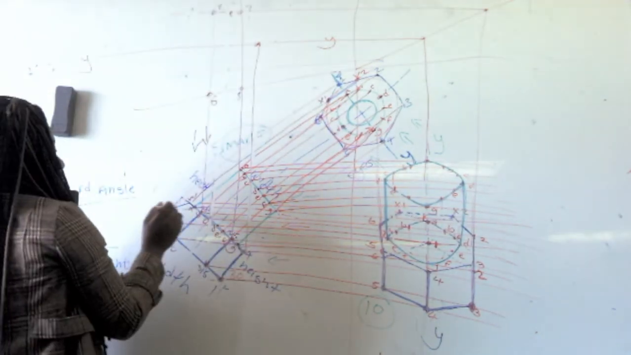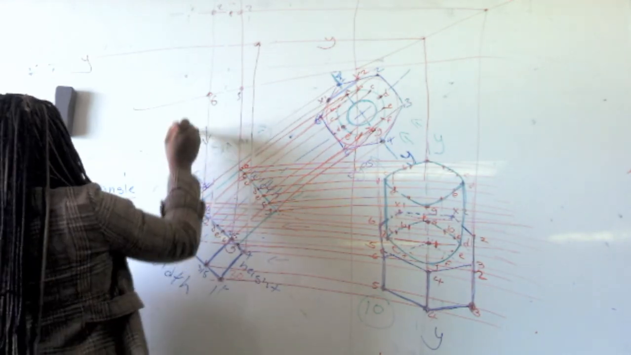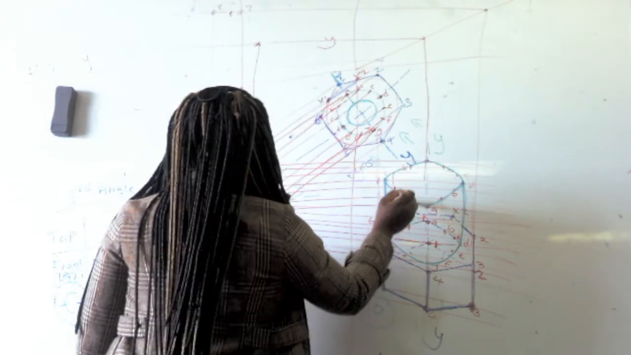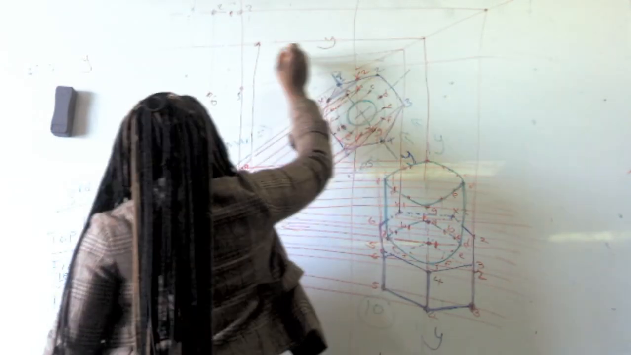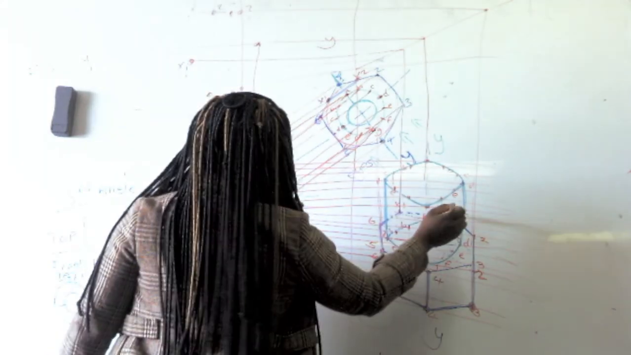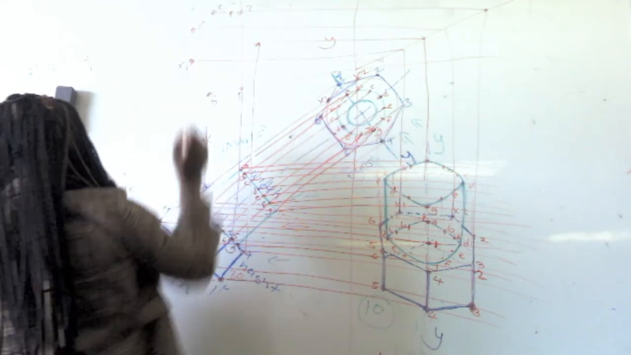Okay, then the last point for the top is x1 and x2. This point here, you have to take it up. How do I know? I come here, x1, x2. I'll go up to 45 degrees like that. I get x1. Then I go to x2, 45 degrees, I get x2, because that's where they meet.